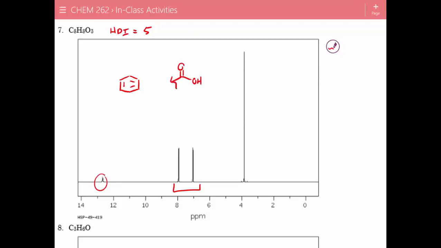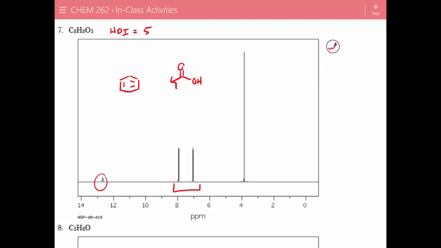So while we do have an HDI of 5, we've already accounted for 3 pi bonds in the benzene ring plus a ring, so that's 4. And then the carbonyl group in the carboxylic acid would be 5. So this works out really well.